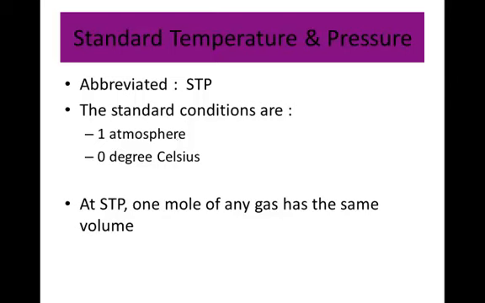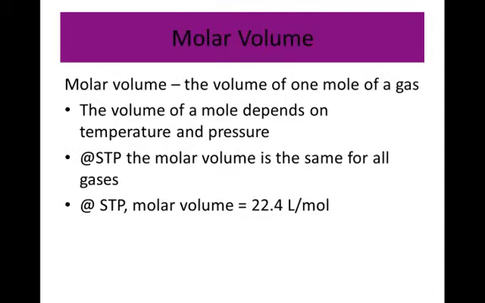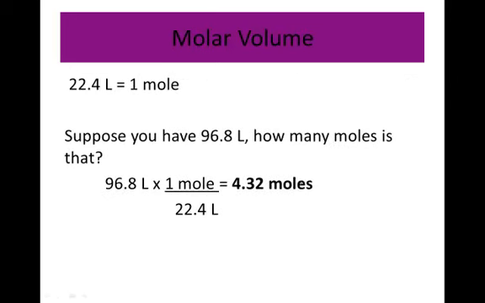Now what is so special about STP is that at STP, 1 mole of any gas has the same volume. That volume is called the molar volume, which is the volume of 1 mole of a gas. That volume depends upon the temperature and pressure. But if we're at STP, that molar volume is the same for all gases, as I mentioned on the last slide, which means that at STP, that molar volume happens to be 22.4 liters per mole. So, we know that 22.4 liters is equal to 1 mole as long as we're at STP for any gas.